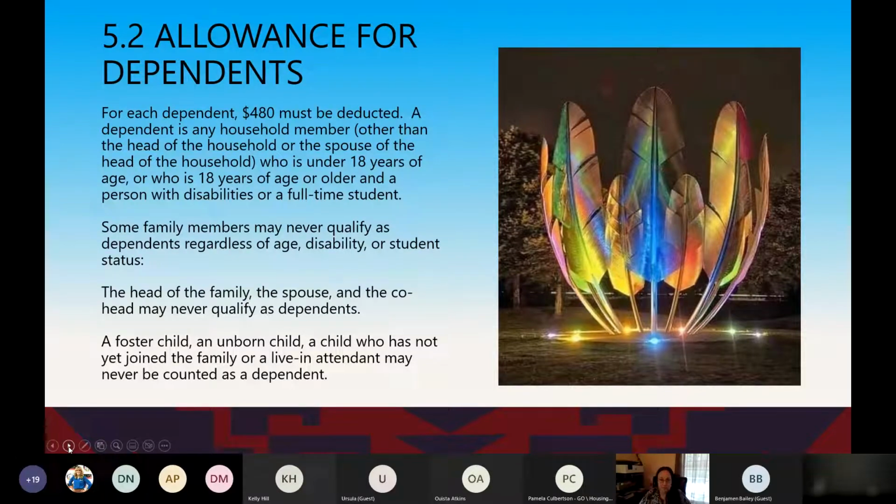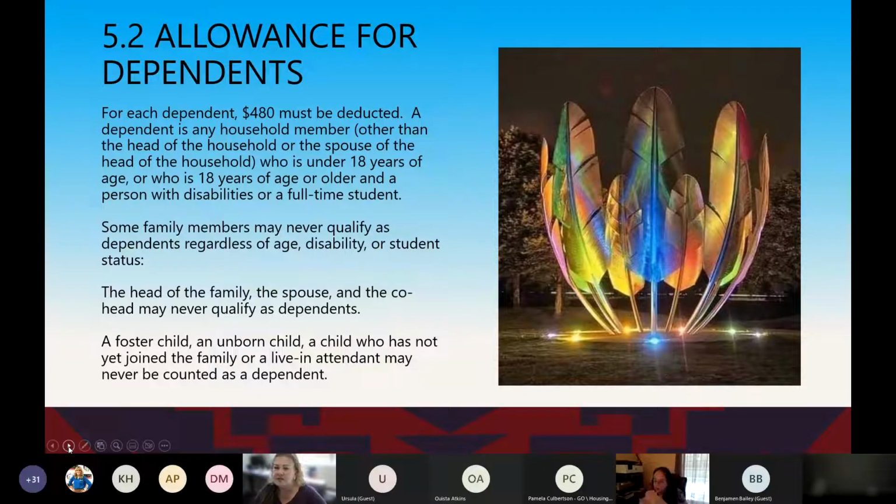$480 must be deducted. A dependent is any household member other than the head of household or the spouse who is under 18 or who is 18 years of age or older and a person with disabilities or a full-time student. Some family members may never qualify as a dependent regardless of age, disability, or student status. The head of the family, the spouse, and the co-head may never qualify as a dependent.